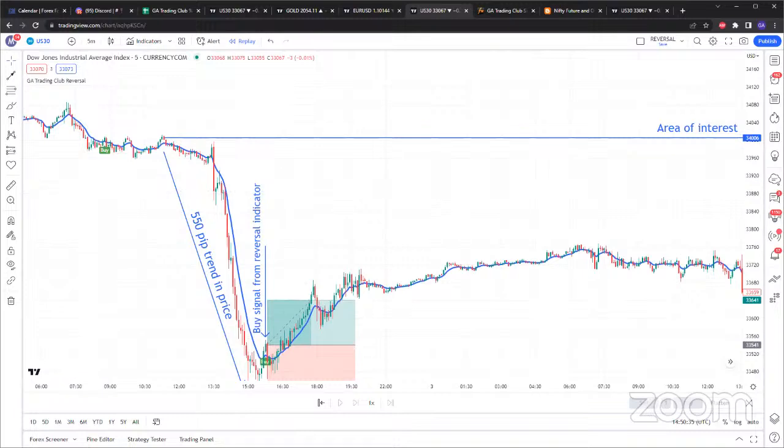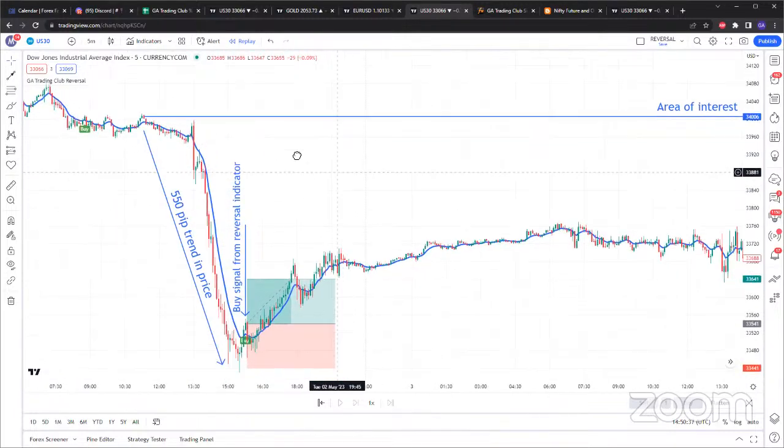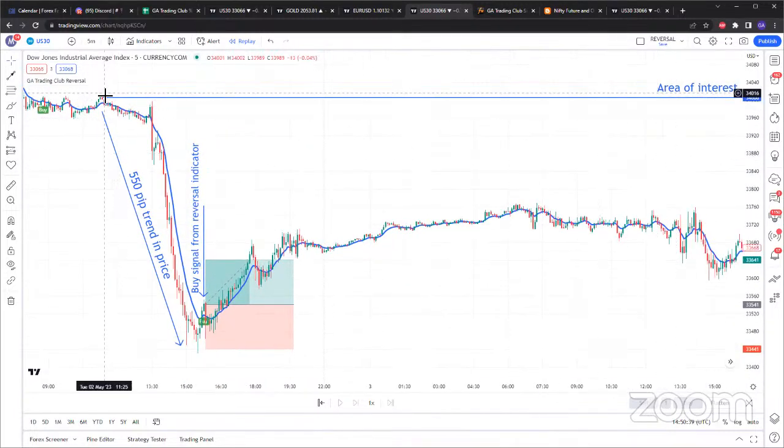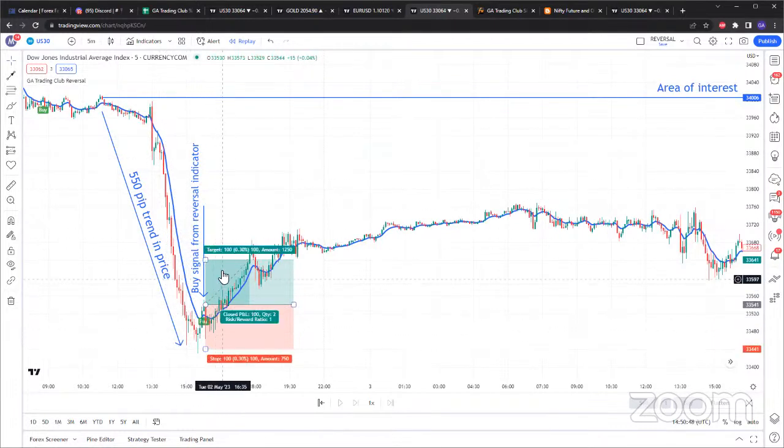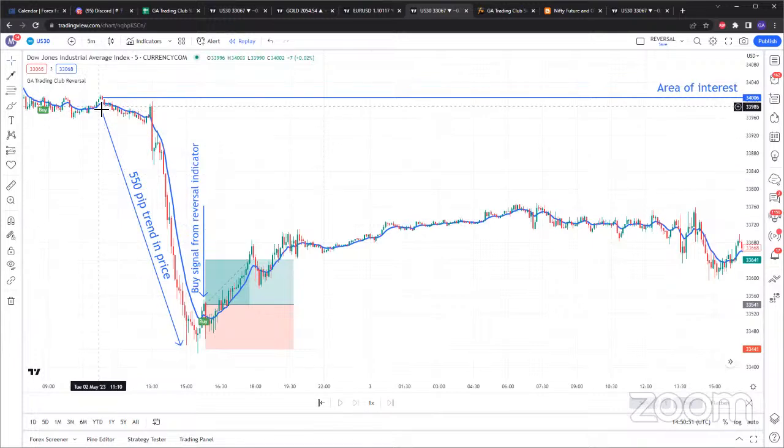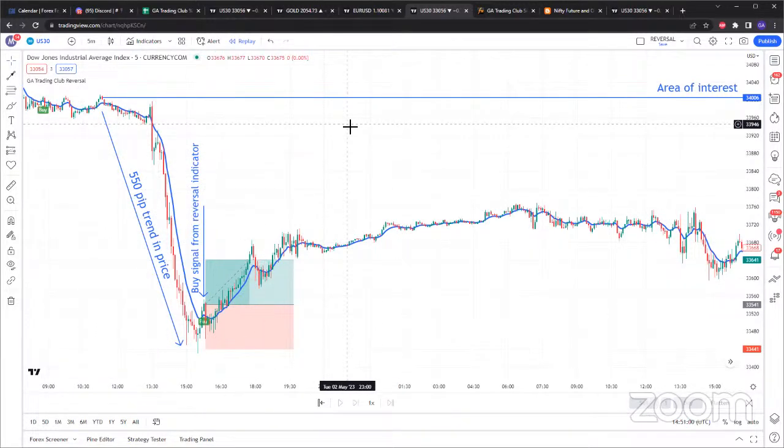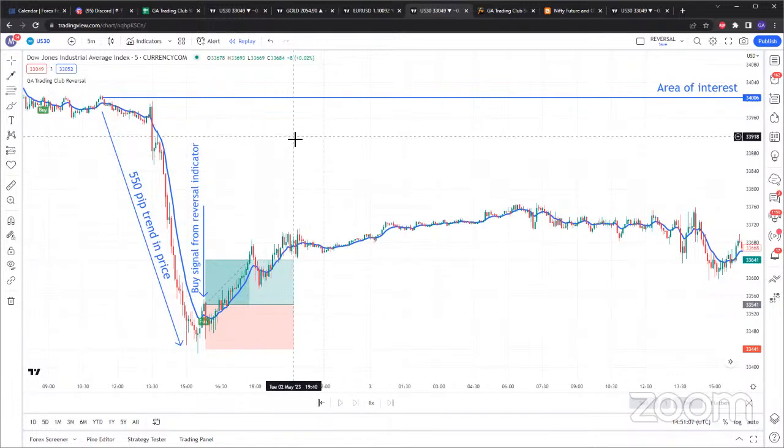For US, I'll go back and confirm. But for this one, we had an area of interest above here, and we had a smooth and consistent stay below the 9 EMA. Then right here, we just waited for that move up. So with the area of interest, we had a 550 pip trend in price. So I would say maybe a 500 pip trend in price for US30, and a 50 pip trend in price for FX pairs. That makes more sense actually.